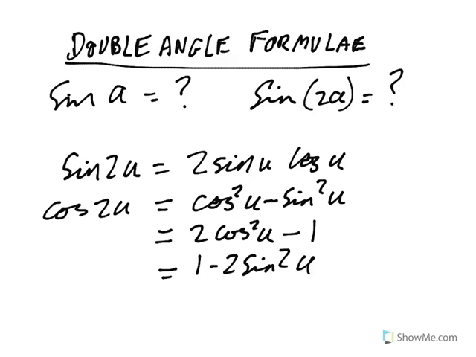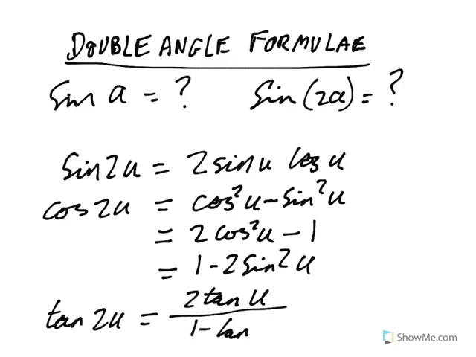And then of course there's a tan one as well, and the tan of 2u is 2 tan u over 1 minus tan squared u. And they are what we call the double angle formula. Alright, so we can use those to find stuff. So let's have a look at a simple example.